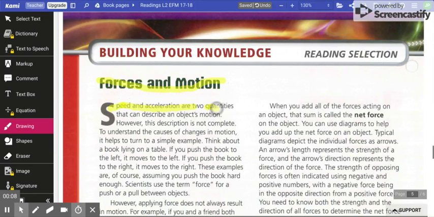Speed and acceleration are two quantities that can describe an object's motion. However, this description is not complete. To understand the causes of change in motion, it helps to turn to a simple example. Think about a book lying on a table.